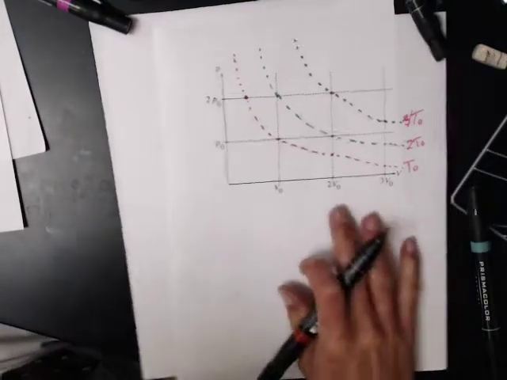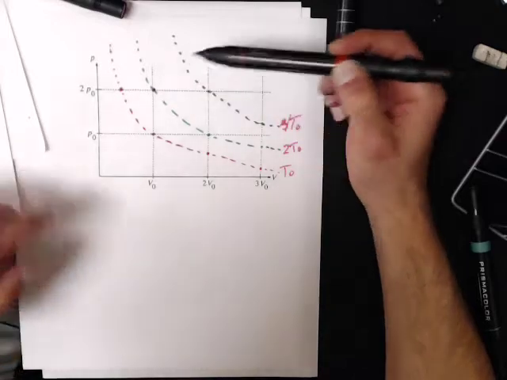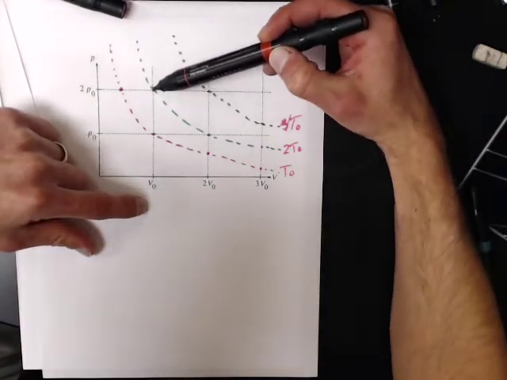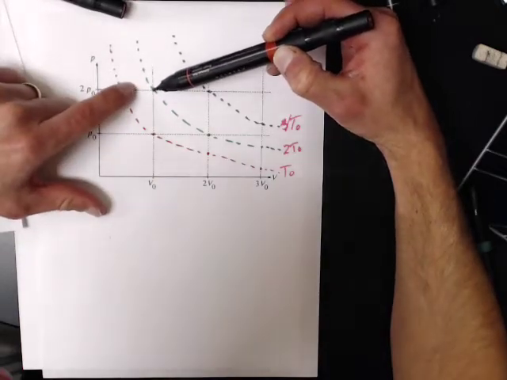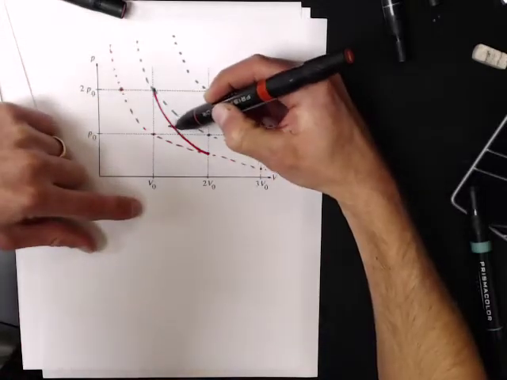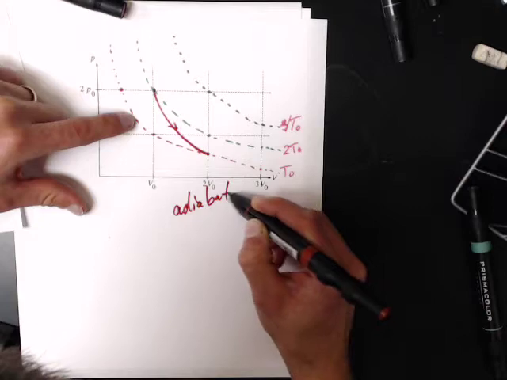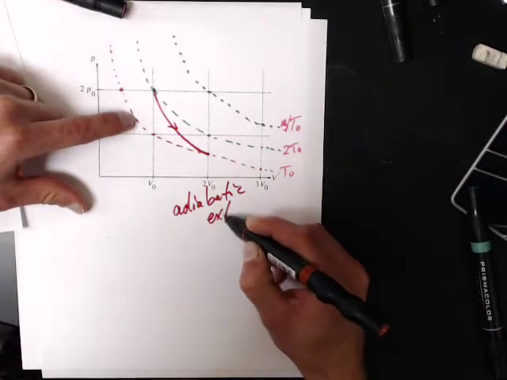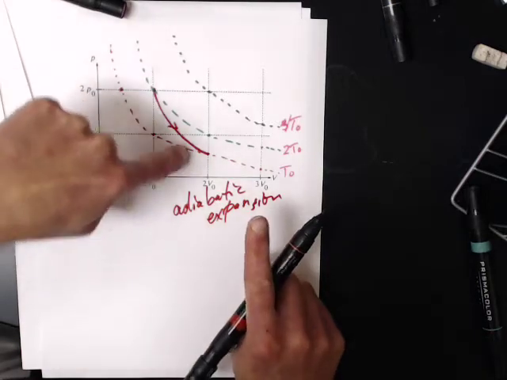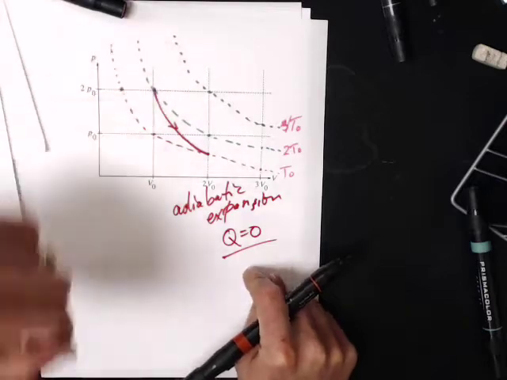So let's take a look at what's happening here. I'm going to start here on some isotherm, at 2 P naught V naught, and I need to go adiabatically. So let's expand adiabatically first. I'm going to go down to here. This is what would be known as an adiabatic expansion. How do I know this curve is adiabatic? I tell you. If I don't tell you, you don't know that.